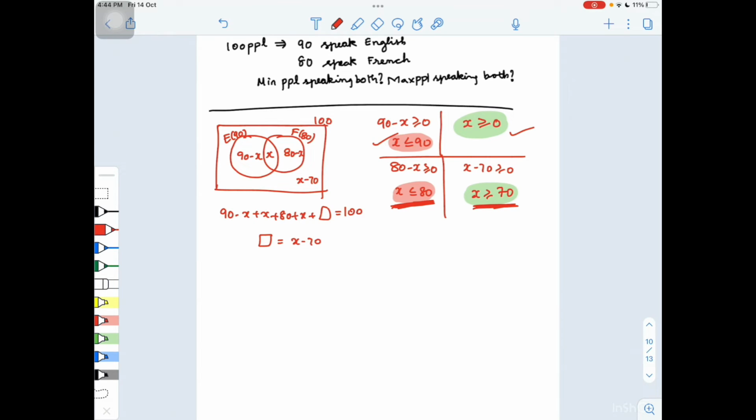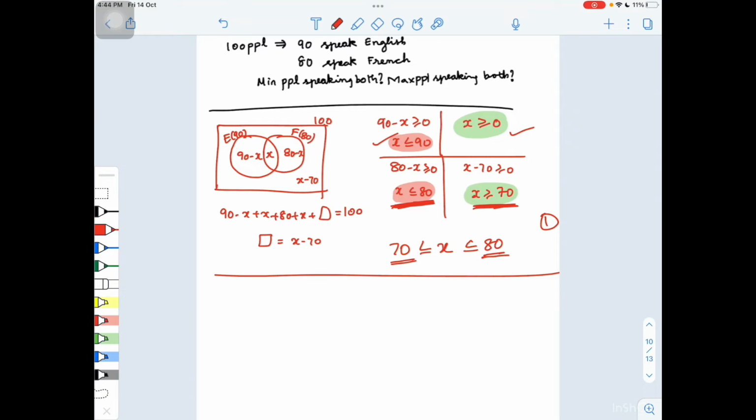So from this, what we can see here is our X, or the overlap, or the number of people who are speaking both the languages, will be between 70 and 80. So the minimum number of people speaking both the languages is 70, and the maximum is 80. This is how we can solve this particular problem using the first method, which is the all regions positive method.